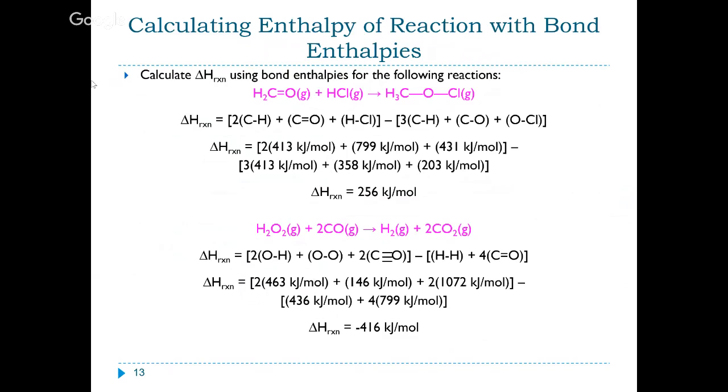Then I'm going to subtract my product, all of those bonds. I have an H3C there, which means I have 3 single bonds between carbon and hydrogen. I have a single bond between carbon and oxygen, and a single bond between oxygen and chlorine. So now what do I do? And this one is different, right? Because we're doing reactants minus products. So I simply look back at the table, I copy down those values, I multiply, I add, and then I subtract. So the enthalpy of reaction for this particular top reaction is 256 kilojoules per mole.